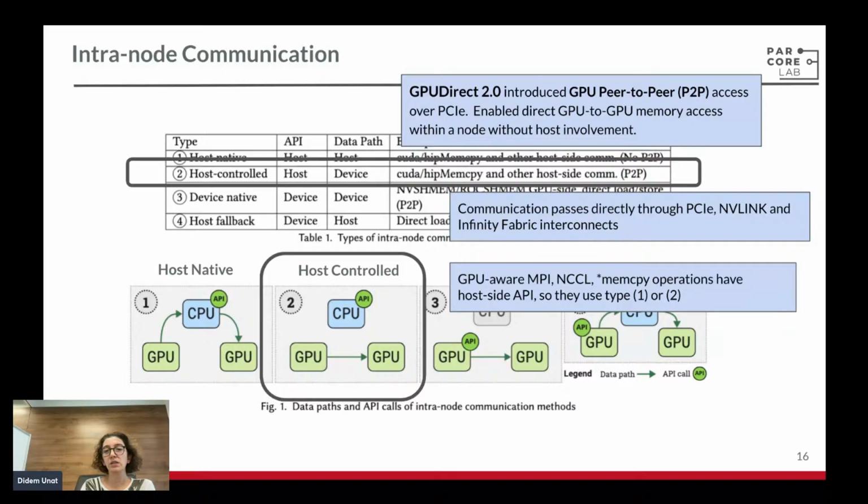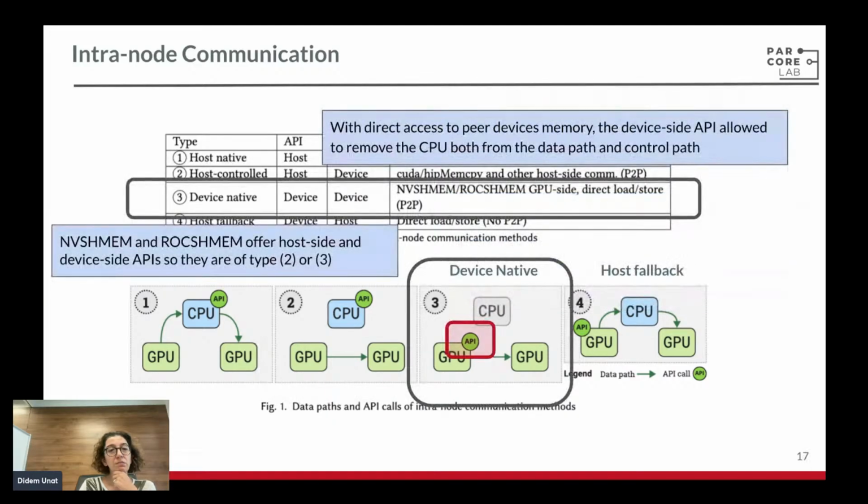And most of the libraries that I will refer to later, like GPU-aware MPI, NCCL, memcpy operations, have host-side APIs. So they are either in category 1 or category 2. Okay, continuing with device native. In device native, with direct peer-to-peer memory access, we can perform the data path just on the device, but this also moves the API to the device as well.